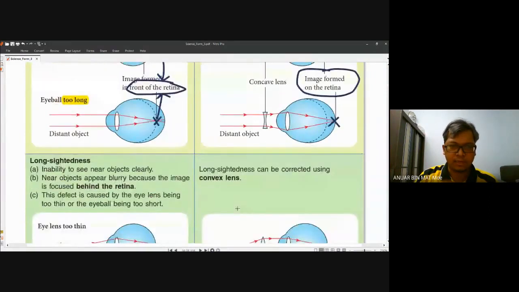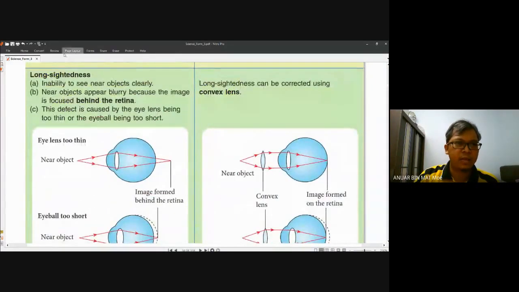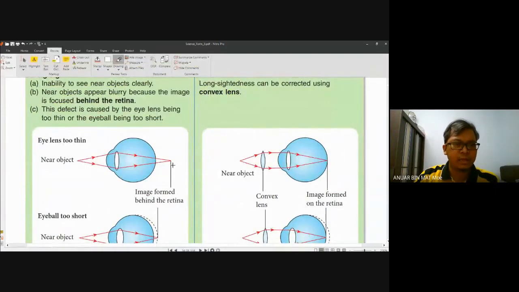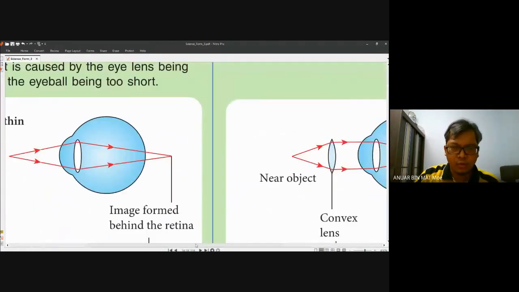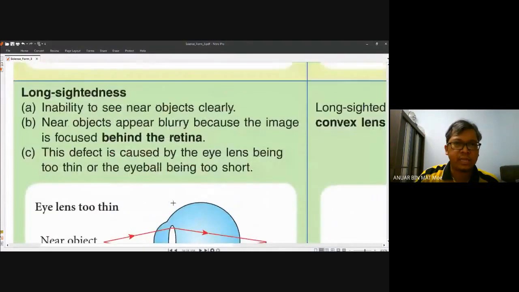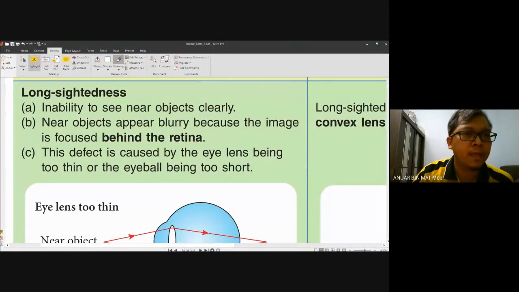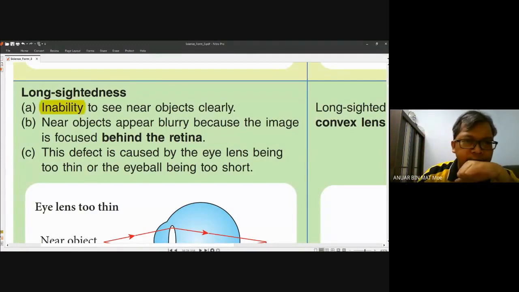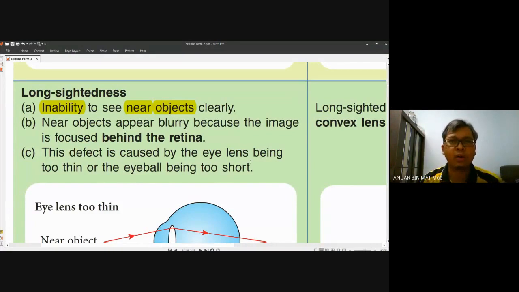Next one, long sightedness. Long sightedness is the defect when the object you see nearby is blurry, the inability to see near objects. Ini biasanya orang tua lah. Dia dekat, dia tak nampak. Kalau nak baca buku, dekat dia tak nampak, tapi kalau jauh, dia nampak. Itu opposite lah, itu yang terbalik lah.